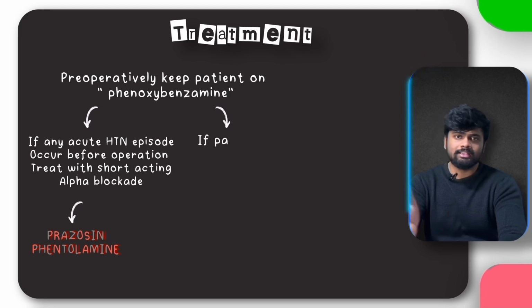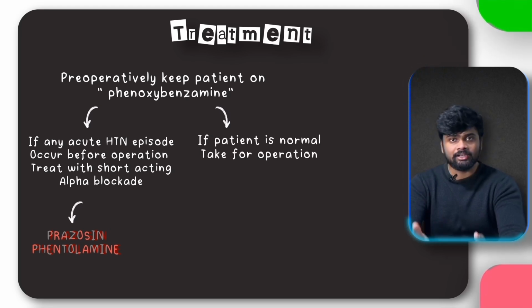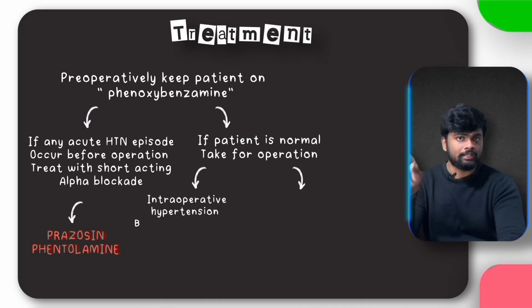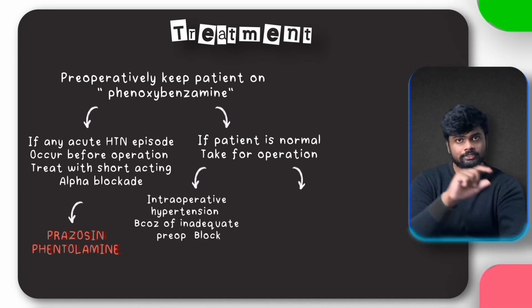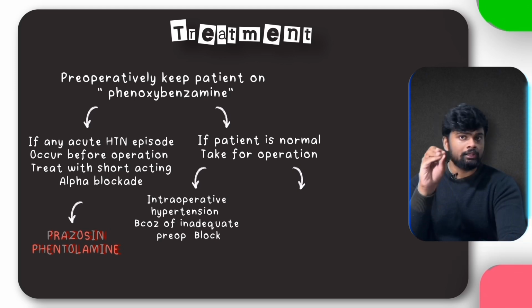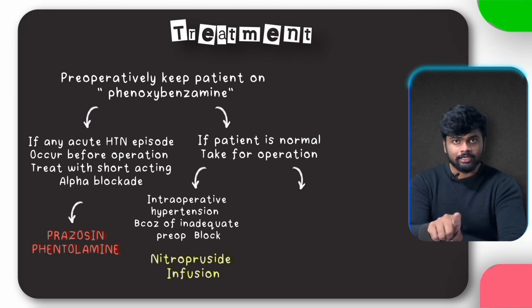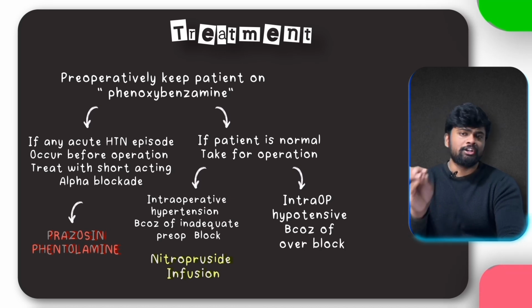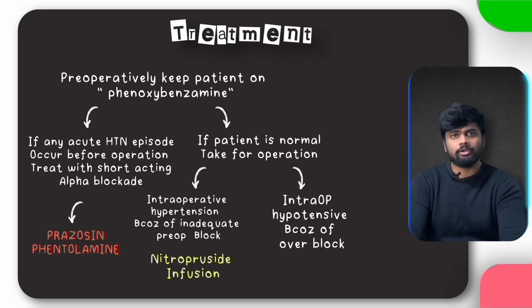Now, assume everything is completely normal and hypertension is well controlled, and we take the patient for surgery. Intraoperatively, because of inadequate alpha blockade, the person can go into hypertensive crisis. In that situation, we have to add nitroprusside infusion. Similarly, if there is over alpha blockade, the person can go into hypotension. In that situation, the person responds well to IV fluids.